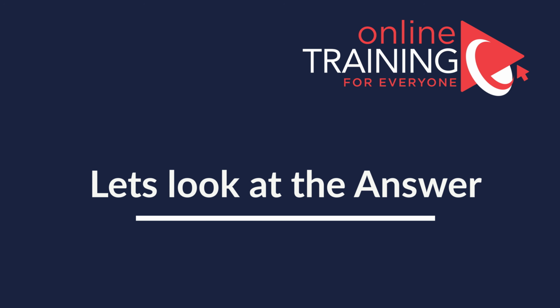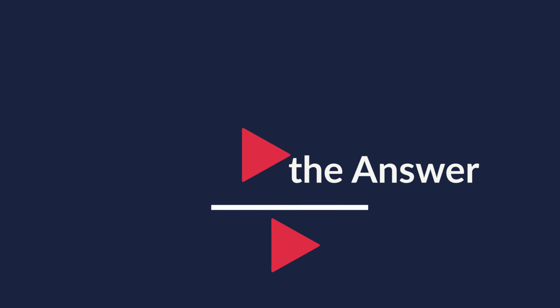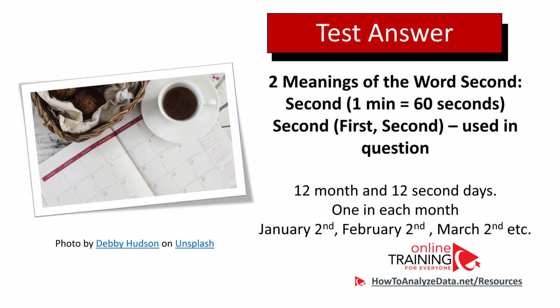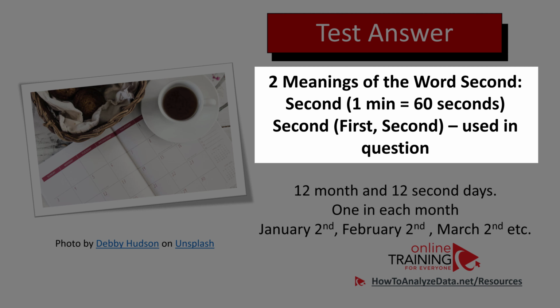Now let's continue and get to the correct solution together. Obviously, this is a tricky question, and it challenges your understanding of the word second. There are two meanings in the word second. One is second, for example, 1 minute has 60 seconds. But the other is second, where you have a sequence of first and second. And the second meaning of the word second is used in this particular question.